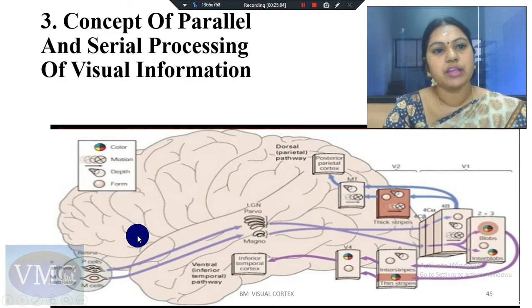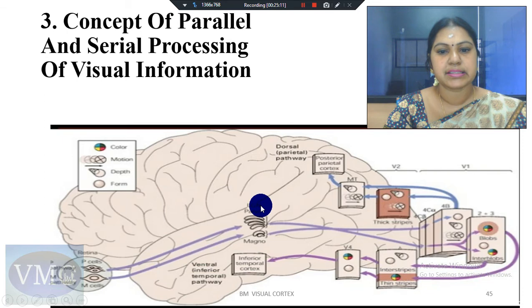Third one, we will look into the concept of parallel and serial processing of visual information. So what is this? The visual information is extracted as it passes through the optic pathway. So here you have the P and M cells in the retina, and the visual information from one field goes to one pathway, goes to the lateral geniculate body of a particular area, goes to the primary cortex for analysis, as well as the image passes to the other part of the lateral geniculate body, it goes to some other part of the visual area for processing.